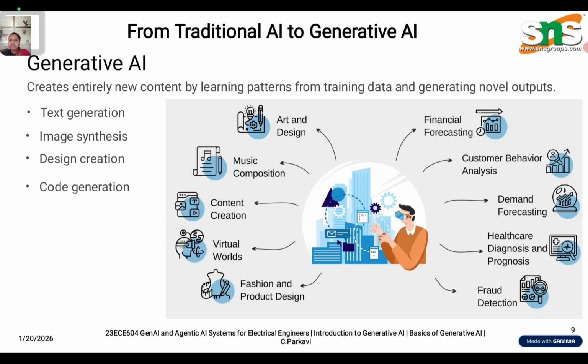Now we can see generative AI, which creates entirely new content by learning patterns from training data and generating novel outputs: text generation, image synthesis, design creation, and code generation. I have shared some real-world examples where AI comes in: financial forecasting, customer behavior analysis, demand forecasting, healthcare diagnosis and prognosis, fraud detection, fashion and product design, virtual worlds, content creation, music composition, and art and design.